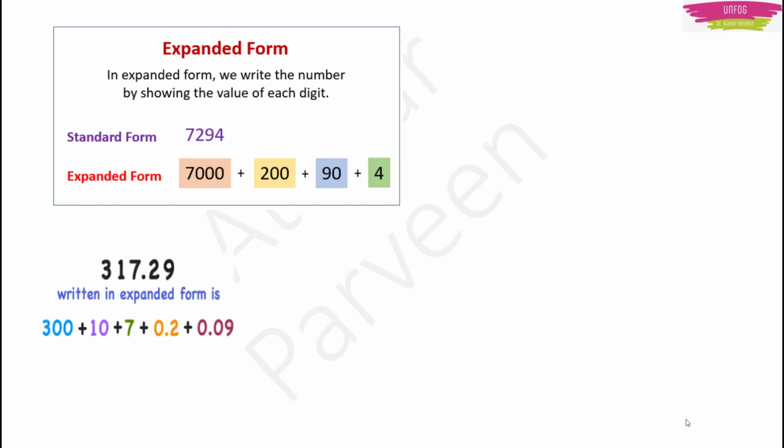Now another example: you have one number with a decimal point, 317.29. Now how can you expand this number? The whole number 317 you expand as it is. Here 3 is in place of 100, 1 is in place of 10 and 7 is in place of 1. That you expand. But then again for the decimal point, you go in the opposite direction. Here you write 0.2 for 2, and you write 0.09 for 9. Okay, this is how you expand a decimal number.